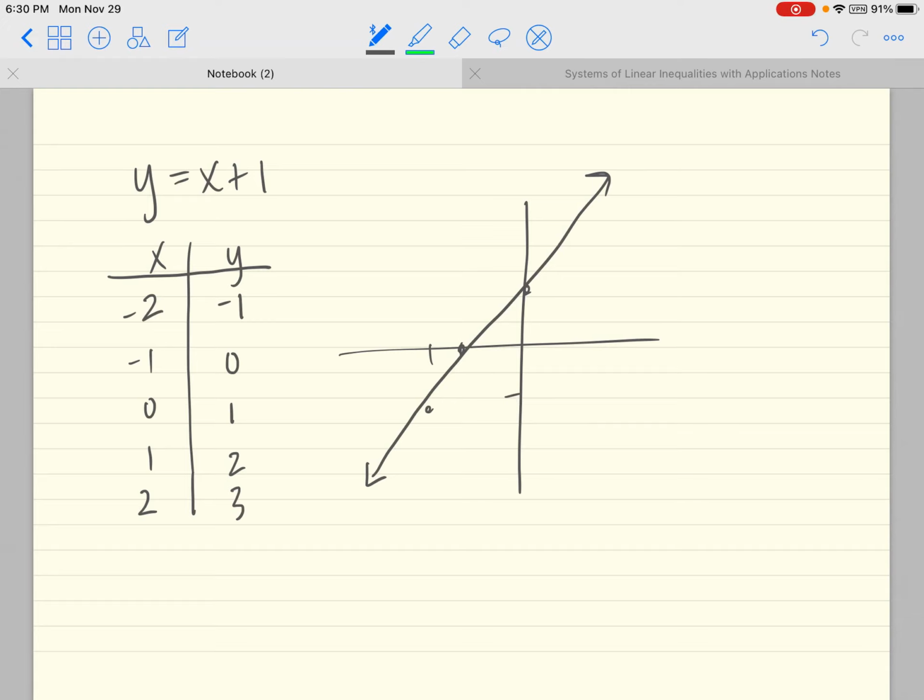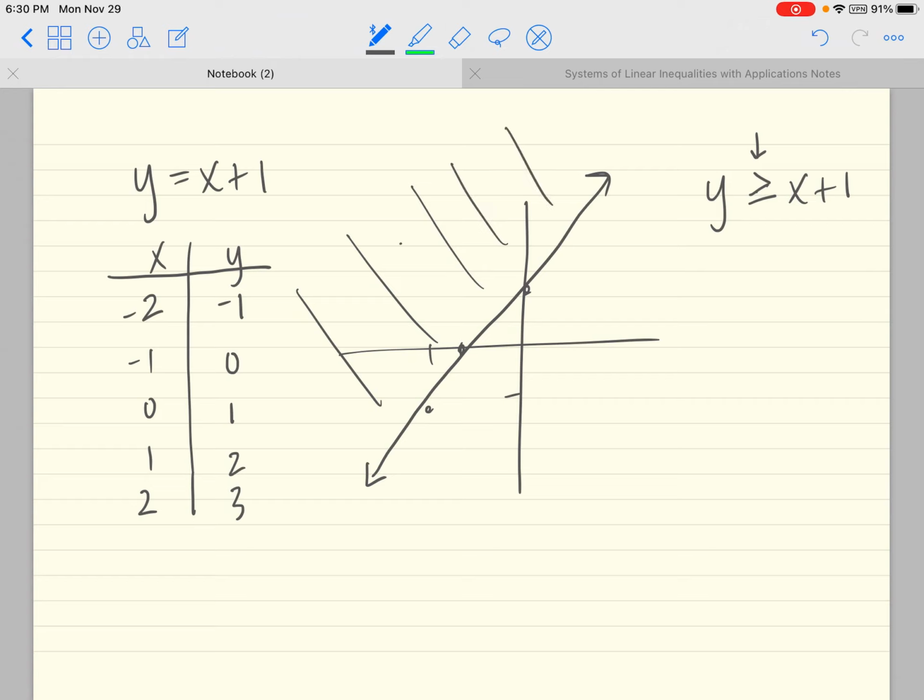Okay? Now if we were to change this to, let's say, y is greater than or equal to x plus 1. Well, we still have the y equals part, which means the line itself will look exactly the same. But now, not only will the points on the line be solutions, all the points, because it's greater than, above that line will be solutions as well.